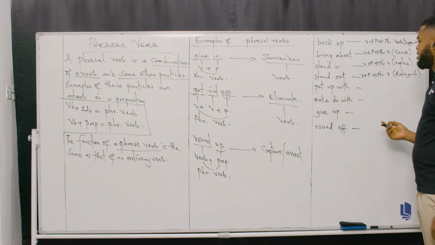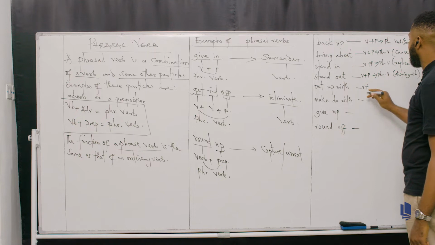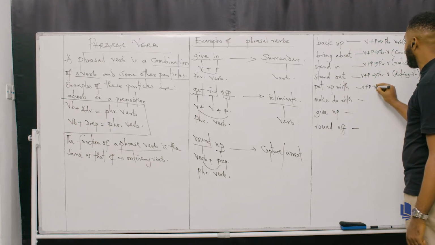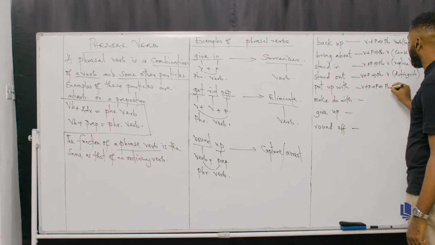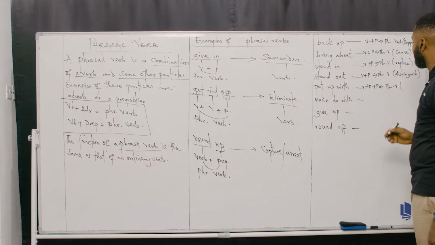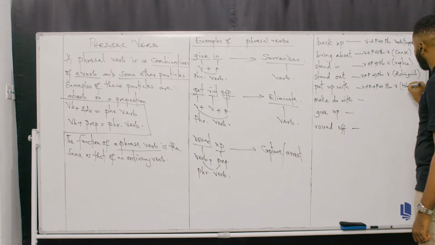Now, put up with, where you have put, a verb, plus a preposition, plus another preposition. So what would you have? You would definitely have a phrasal verb. Put up with, as an ordinary verb, would be to tolerate.